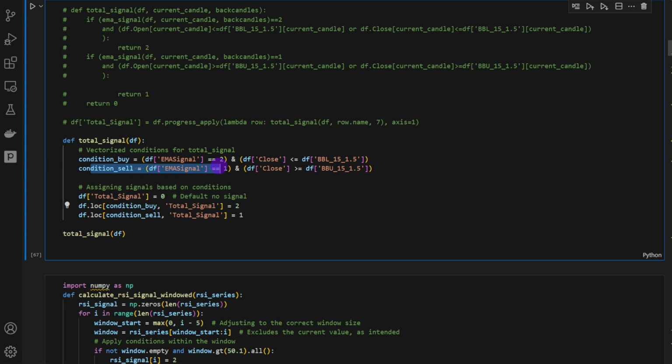In the opposite direction, if we have an EMA signal equal to 1, so a bearish signal, and at the same time, the closing price of the current candle is above the upper Bollinger band, then we have a short signal. So these can be modified a bit because we don't have to stick with the closing price. It can be the closing or the opening price as well. We might want to modify these and check how they influence our strategy.